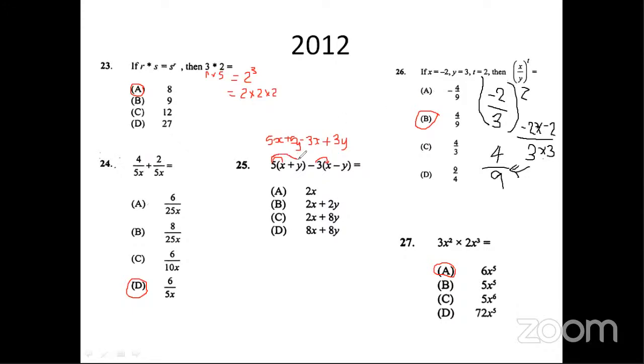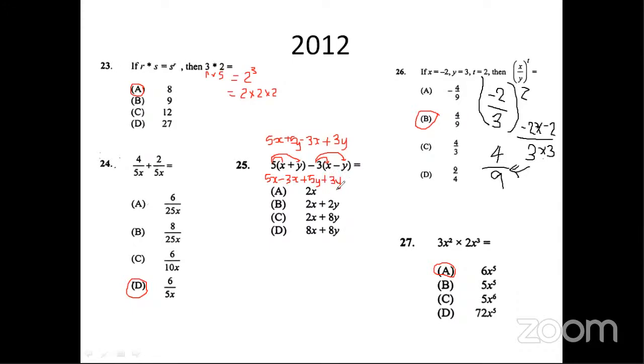So we finished doing our multiplication. Now we're going to group our like terms. So we have 5x minus the 3x, so putting all the x's together. Now plus the y's, 5y plus 3y.